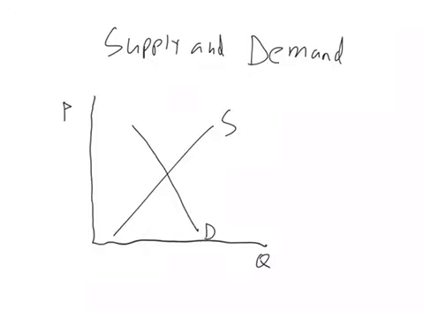Today we will be talking about supply and demand. There are two curves, the supply curve and the demand curve, on a graph with the price and the quantity. Where the supply curve and the demand curve meet or intersect is called the equilibrium point.